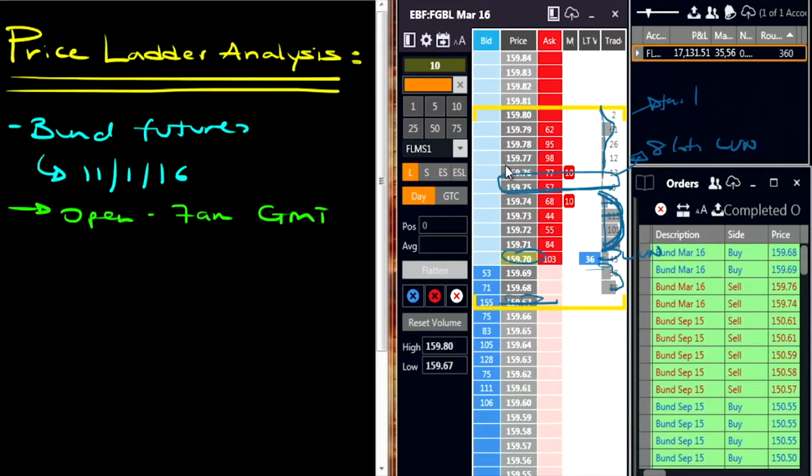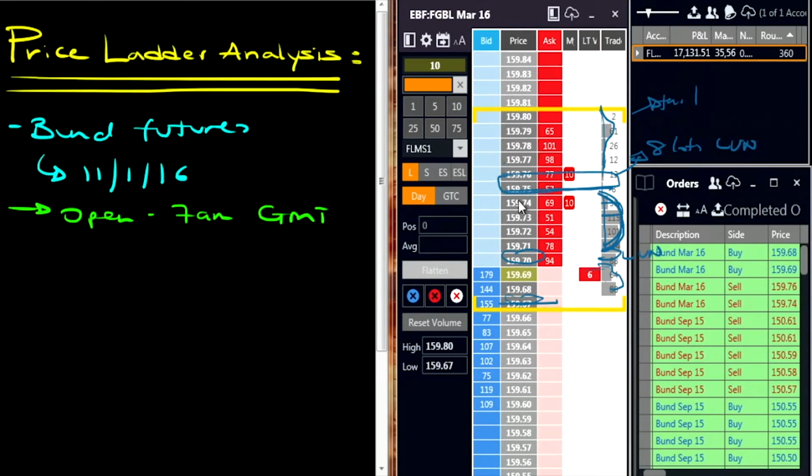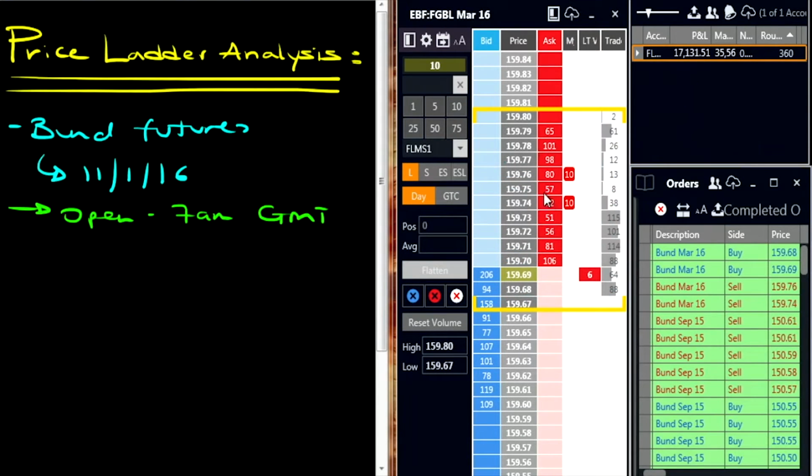Now we've seen a bit of a test drive, so we've had a bit of an open drive, and I'm looking for the market now to test back at or near the opening price at 159.77s. Hopefully, you can never hope too much in the market, but what we're going to be looking for is a move back down towards the low of the day to take out the low of the day. So let's just see how this pans out.